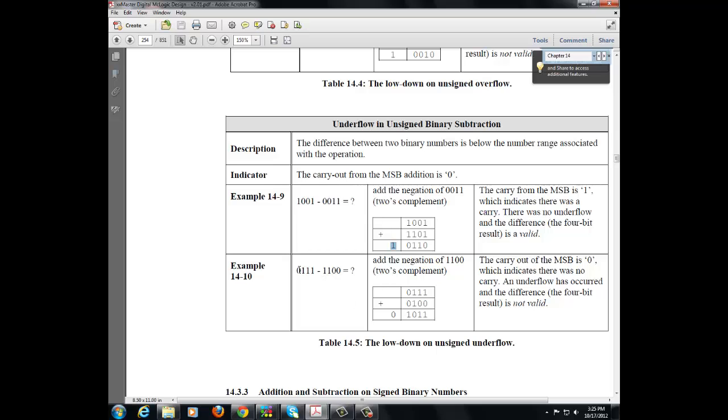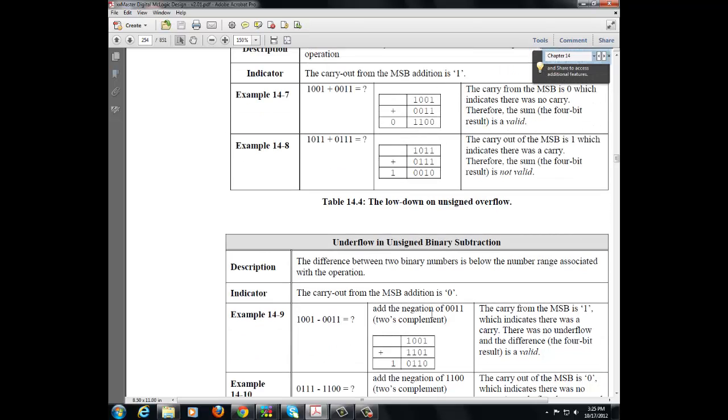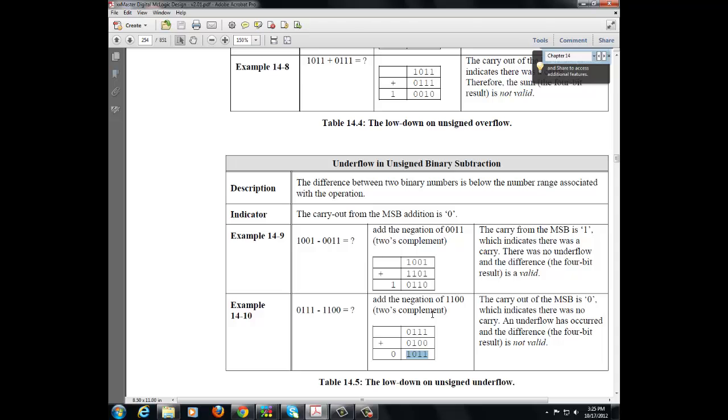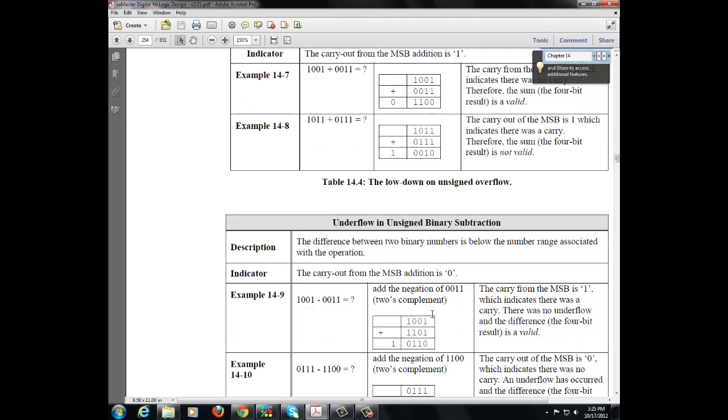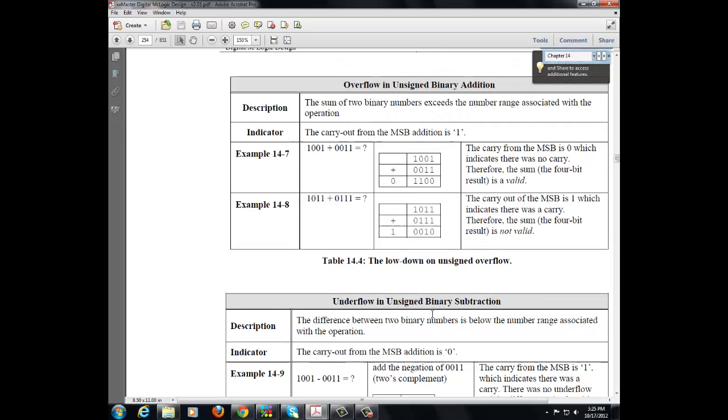Now we're doing 7 minus the number 12. Here's 7, and here's the number 12 in 2's complement. We get the number 11. 7 minus 12 is not 11. So here, no carry means that you got a wrong answer. It's very important to recognize how you can tell if the result of your addition or subtraction is valid or not. Here we just did the case for unsigned arithmetic, and in the next video we'll look at signed arithmetic.